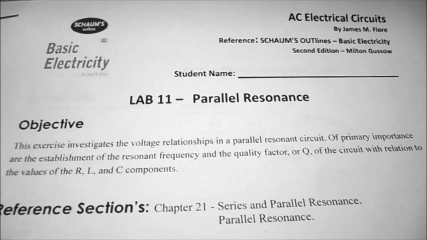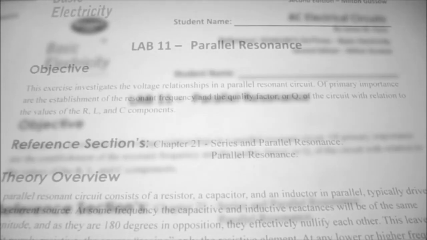So today in AC electrical circuits, we're looking at lab number 11, parallel resonance. This exercise investigates the voltage relationship in a parallel resonant circuit. Of primary importance are the establishment of the resonant frequency and the quality factor, or Q, of the circuit in relation to the values of R, L, and C components.